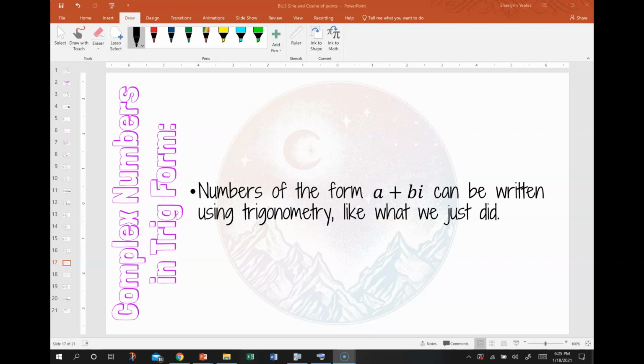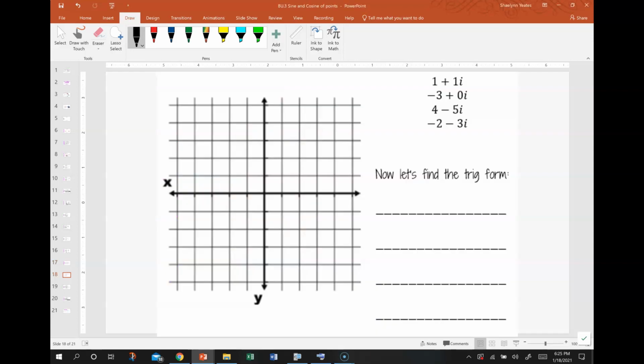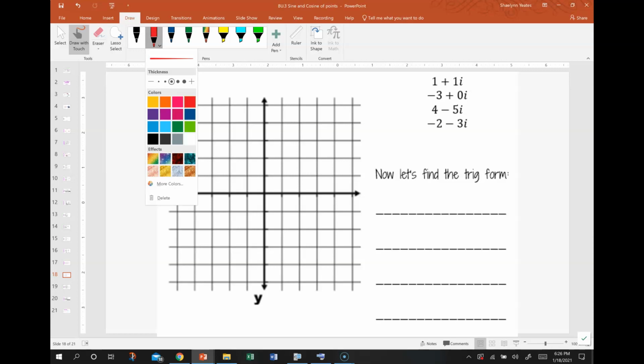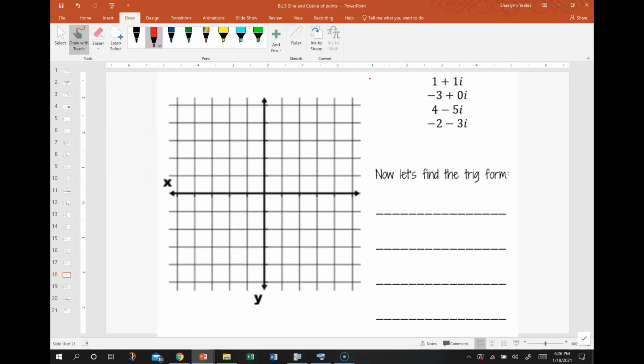All right, complex numbers in trig form. It's just like how the number can be written in form a plus bi. It can be written using trigonometry, just like what we were doing, okay? So right here, let's go ahead and find these points on our graph. So I'm going to find 1 plus 1i. So this is 1 plus 1i is right there.